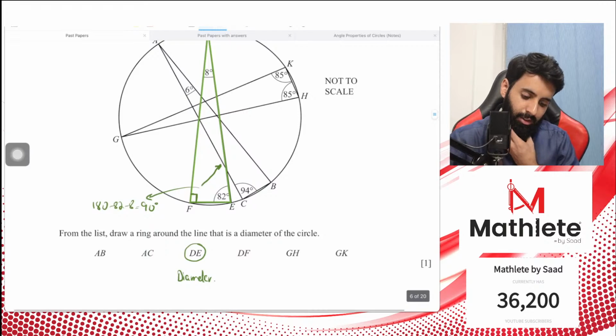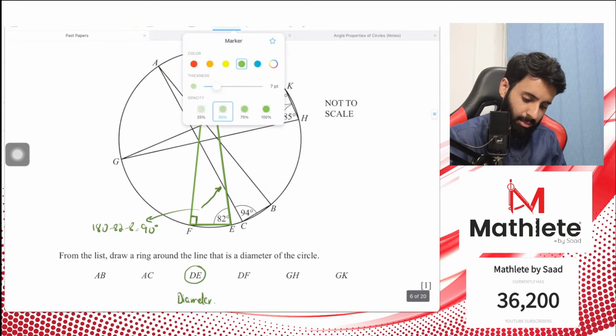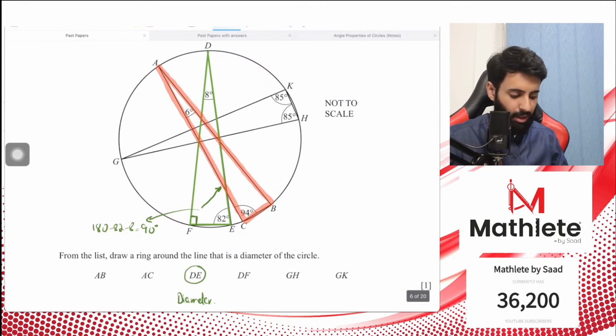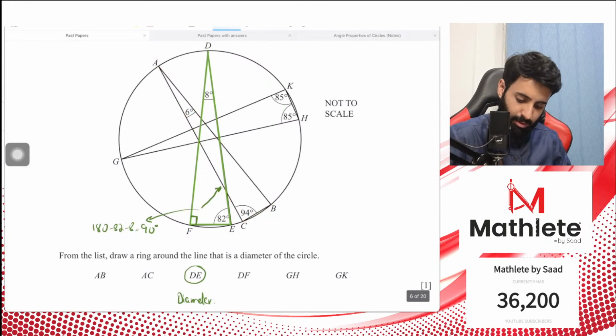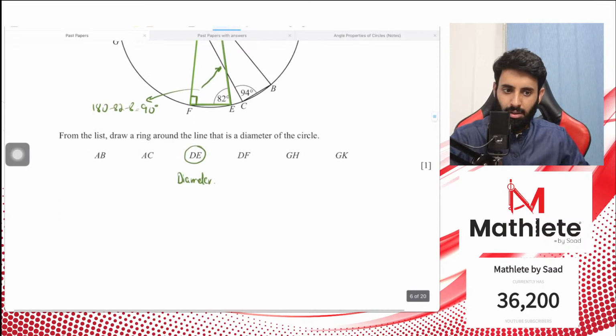In fact, let's look at why AB is not the diameter. The reason AB is not the diameter is that the angle opposite of AB is not 90 degrees. For the same reason, GH is also not the diameter, because the angle opposite of GH is not 90 degrees. So that's how this works. Easy peasy.